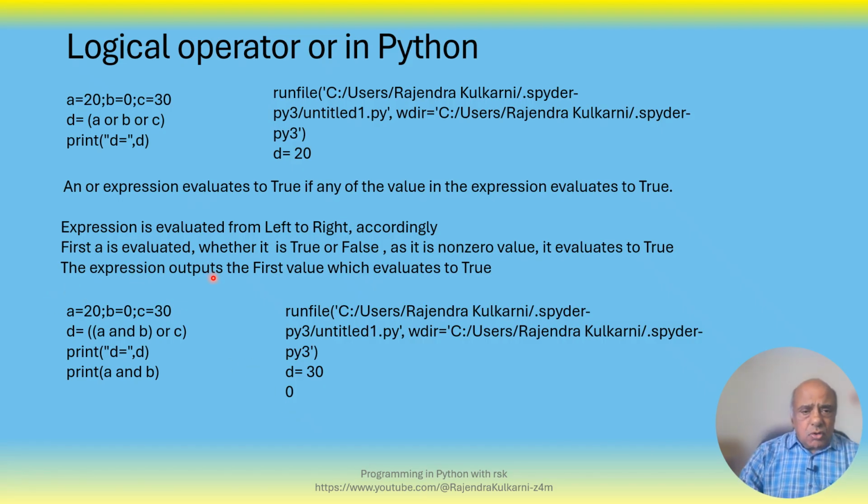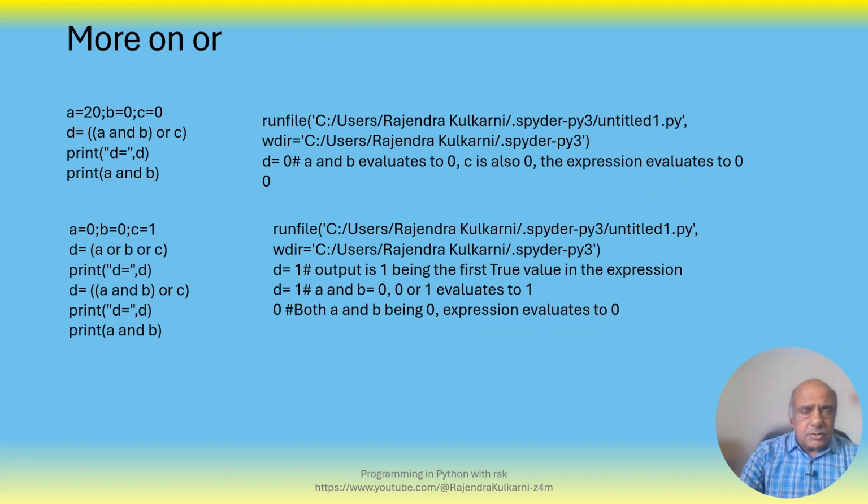The expression outputs the first value which evaluates to true in case of OR. In this case A and B is the first value which evaluates to 0 and C is 30. This is the first value which evaluates to 1 or true. So D will be assigned the value of C which is 30. A few more examples of OR. D is equal to A and B or C.